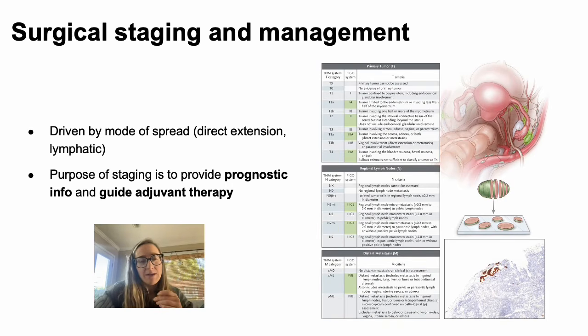Like we talked about in the beginning, endometrial cancer is typically staged surgically, and this is driven by the mode of spread, usually direct extension or lymphatic spread, and the purpose of staging is to provide prognostic information and to guide adjuvant therapy.